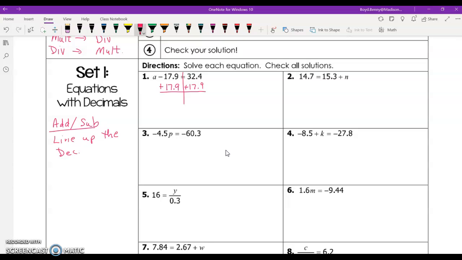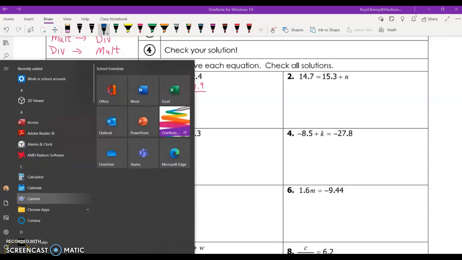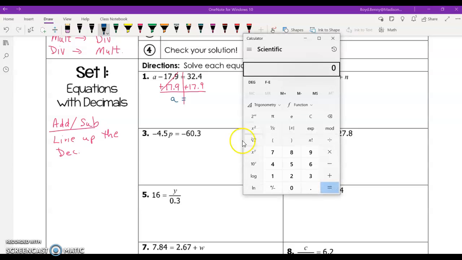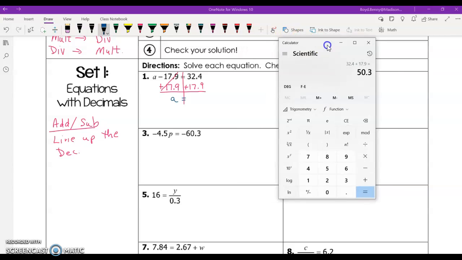Okay, so when I have negative 17.9 plus 17.9, that equals 0. So I'm left with the variable a on the left-hand side, put my equal sign on the line, and then we'll go ahead and get out my calculator as well. If you're working on your computer, you have this calculator as well. So then I'm going to go 32.4 plus 17.9 equals 50.3.